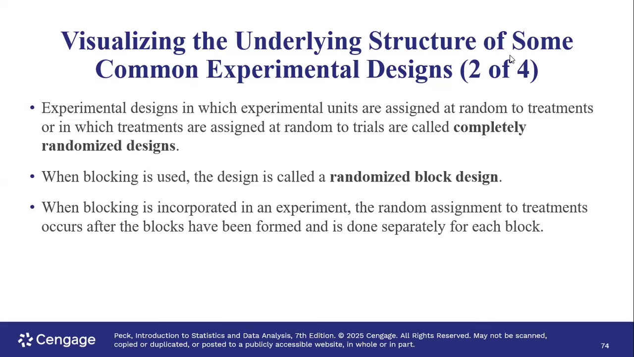When blocking is incorporated in an experiment, the random assignment to treatments occurs after the blocks have been formed and is done separately. So in each block, you will randomly put students into two different groups. One gets the new method of teaching, the other gets the old method of teaching.